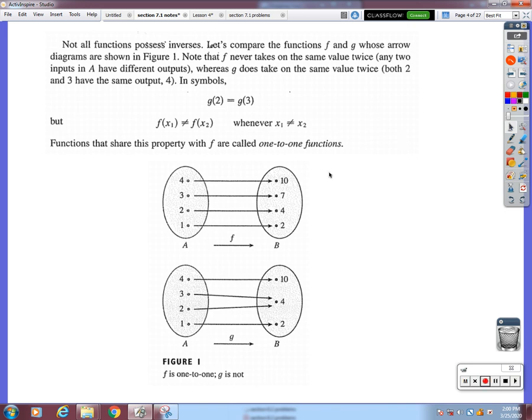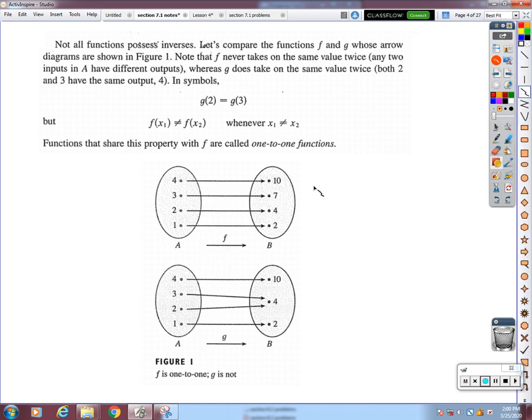If you start with a function, and then you do the inverse of the function, and that is also a function, then you have a situation where you have something called a one-to-one function.